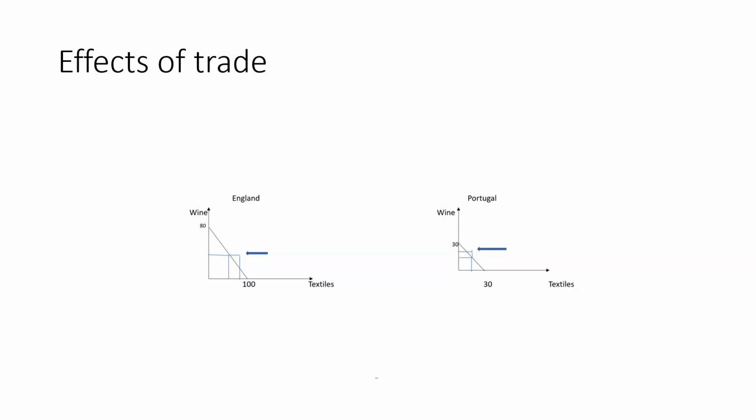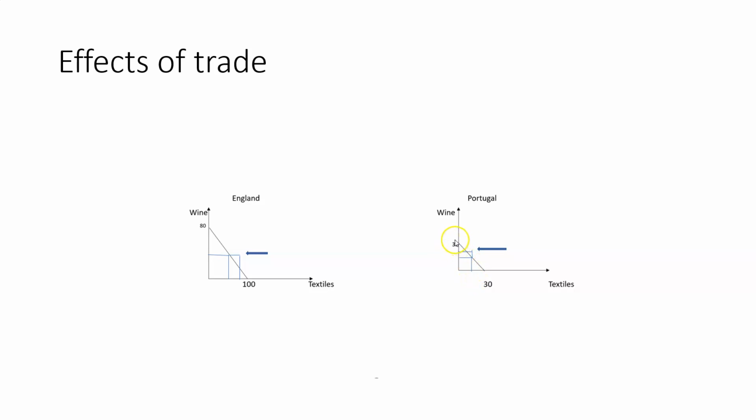So you put 10 kegs of wine on your ship, you sail over to England, you take your 10 kegs of wine off your ship, and you put on 20 bolts of cloth. You come back to Portugal. Trade has occurred. Now, are the Portuguese and the British better off because of this trade? Well, let's see. You wanted 20 bolts of cloth. You've got that.